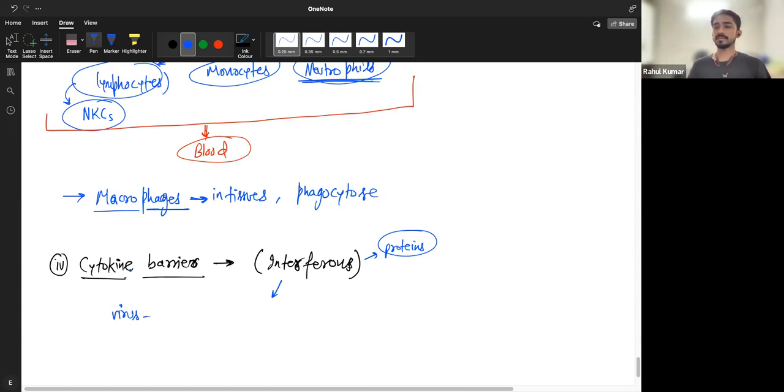So write down virus infected cells. You can read about ILs. If any one of you have had an infection and have had your blood test done, you will see IL-3 or IL-1 levels in your blood report, interleukin levels. So virus infected cells start secreting interferons.